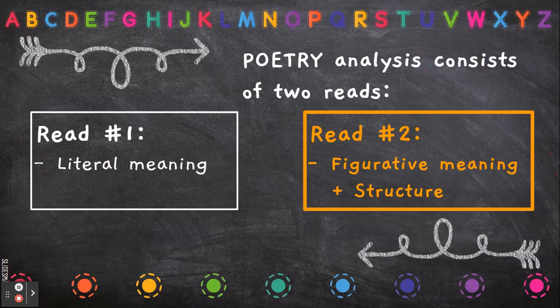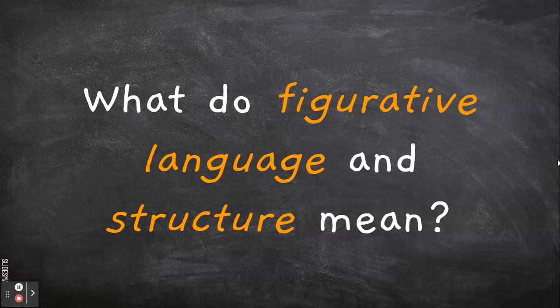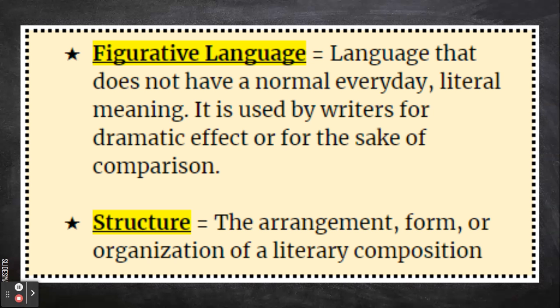Poetry analysis has two reads. The first is literal, and the second, our focus for today, figurative and structural meaning. So, what do figurative language and structure mean? Figurative language is language that does not have a normal, everyday, literal meaning. It's used by writers for dramatic effect or for the sake of comparison to deepen understanding. And structure is the arrangement, form, or organization of a literary composition, how it's put together.